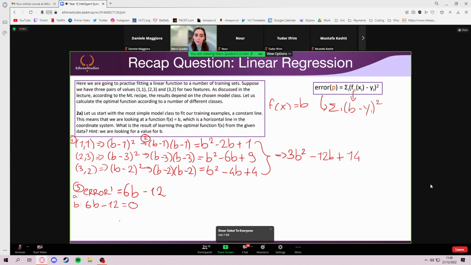If we solve this, what would be our b value? 2. Exactly, perfect. Because we take 12 to the other side, plus 12, and then we divide it by 6. So that is indeed the case. We get b is equal to 2.